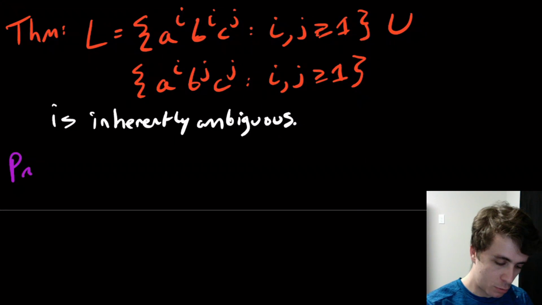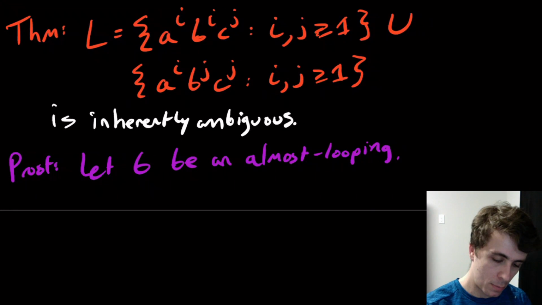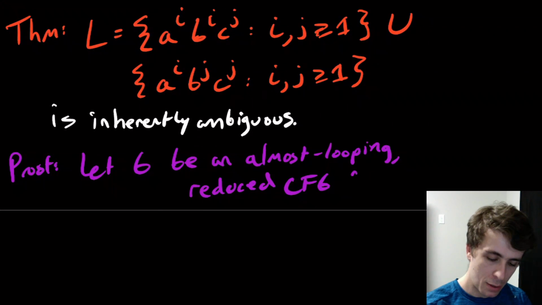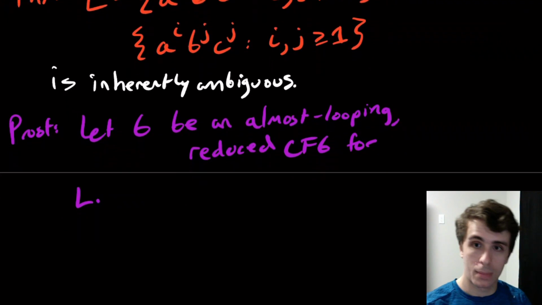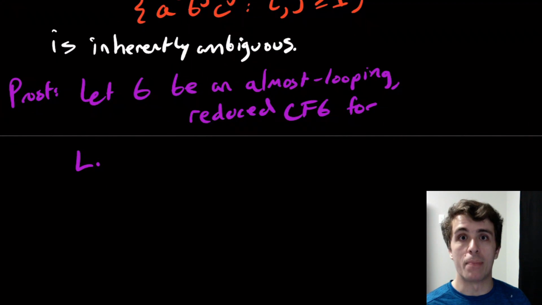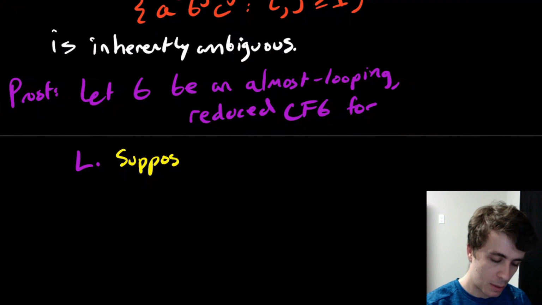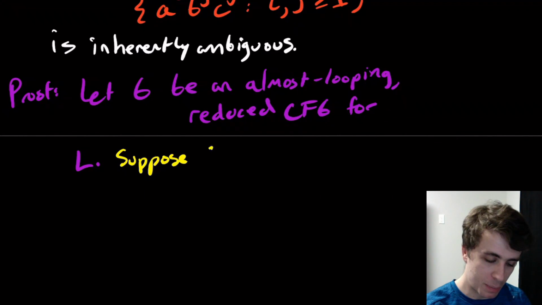So let's write the proof. Let G be an almost looping reduced CFG for L. And what we're going to show here is that it must be ambiguous. So let's suppose here that it was unambiguous. So suppose G is unambiguous.